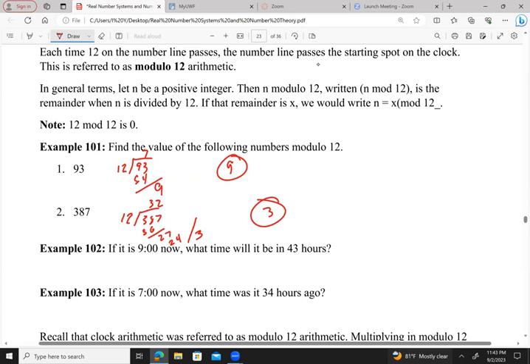So if it is 9 now, what time will it be in 43 hours? Well, we just take 9 and we add 43 and we get 52. Then we take 12 into 52 is 4, which is 48, and we have a remainder of 4. So it would be 4 o'clock.